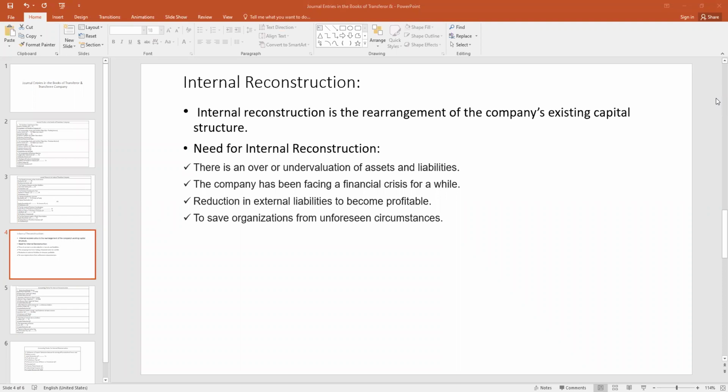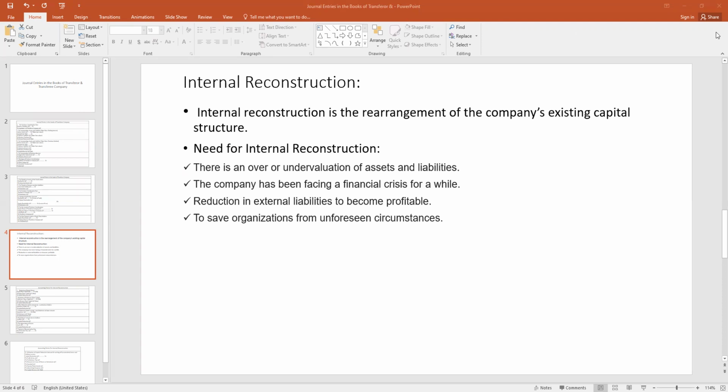I am Dr. Priyanka. Today we are going to explain internal reconstruction and the journal entries we pass in internal reconstruction. Before explaining the accounting entries, first I will explain what internal reconstruction is and the need for it. Internal reconstruction is the rearrangement of the company's existing capital structure.